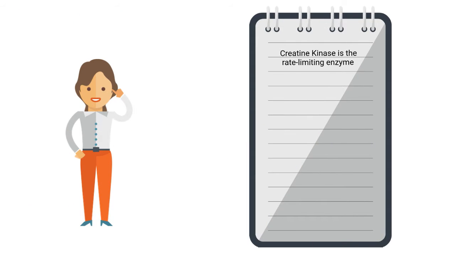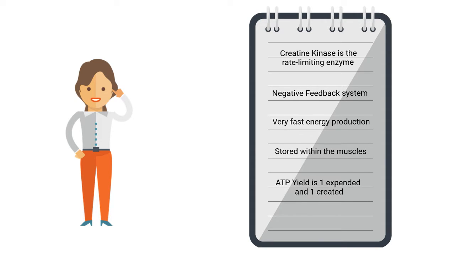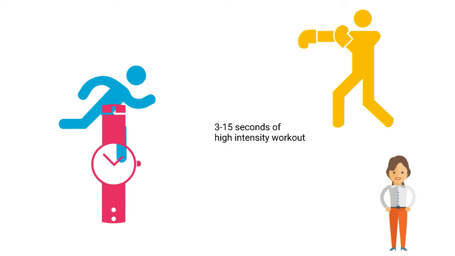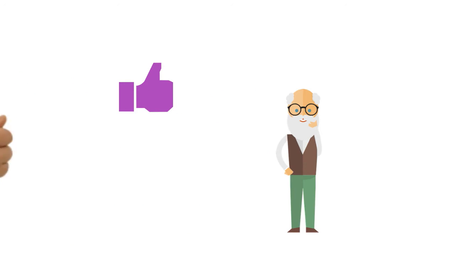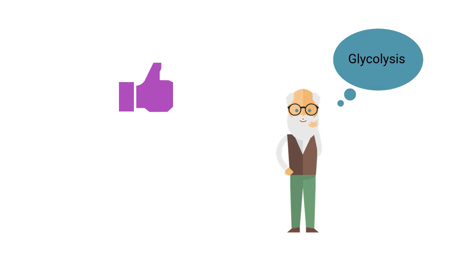Some important facts to find from ATP-PCR is that creatine kinase is the rate-limiting enzyme, creating a negative feedback system. This system is a very fast energy production and is stored within the muscles. ATP yield is 1 mole used versus 1 mole created. Because of its fast ATP production, it only lasts from 3 seconds to 15 seconds, with a 3 to 5 minute recovery time. Now that we know how ATP-PCR works, we're now going to discuss glycolysis, which is the second anaerobic metabolism offered in the body.